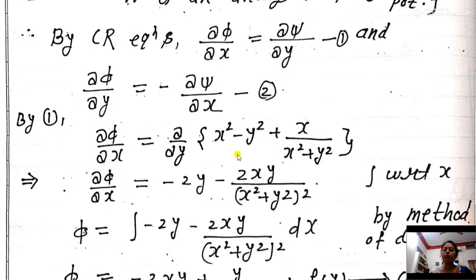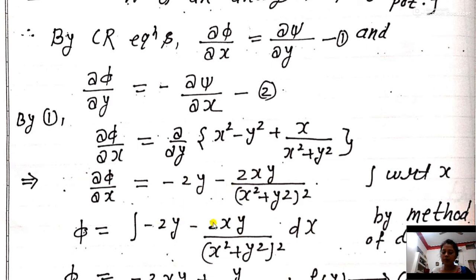So we are using the method of direct integration. What is the method of direct integration? To get the value of phi, we have to integrate the right hand side with respect to x, and in place of constant we have to put function of y. Listen carefully. In place of constant we have to put function of y. So now integrate the right hand side with respect to x.